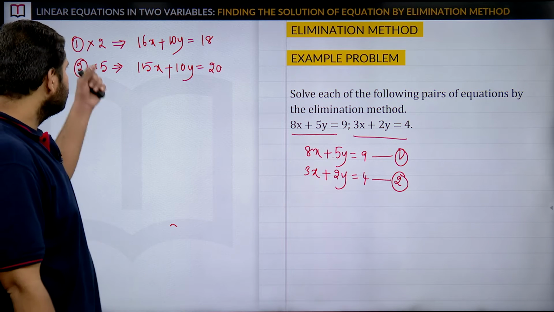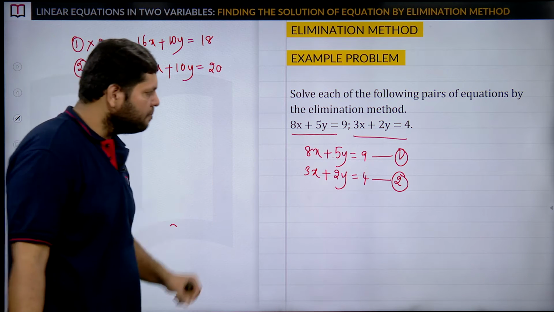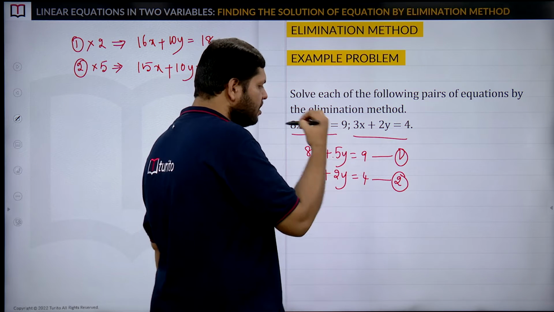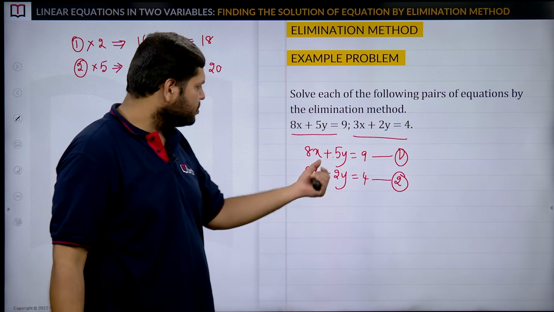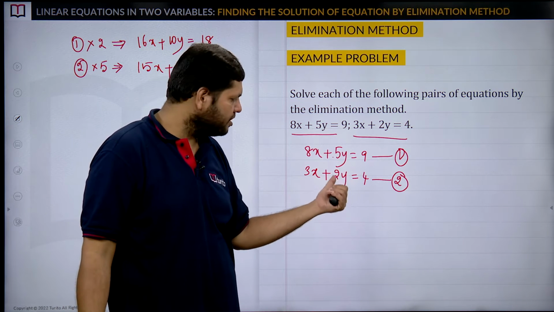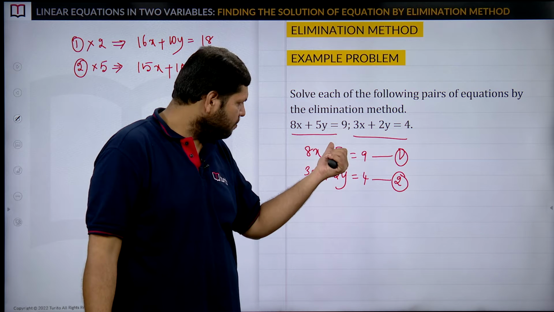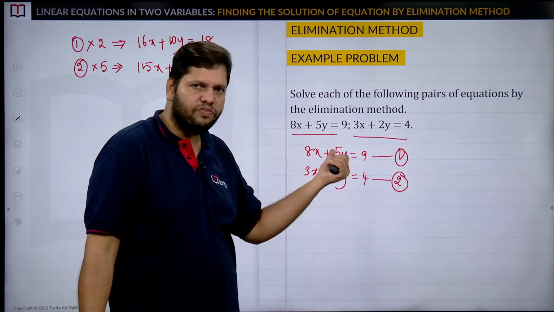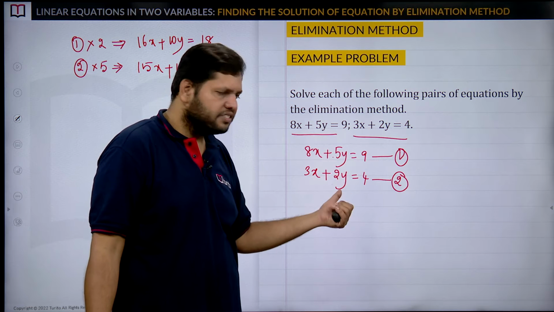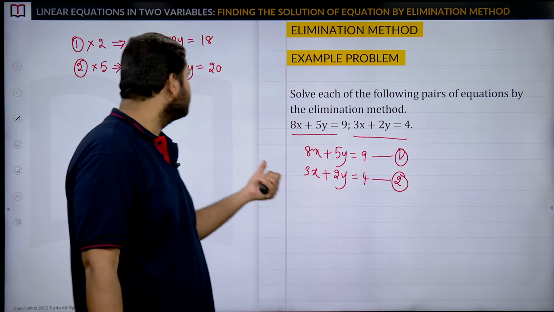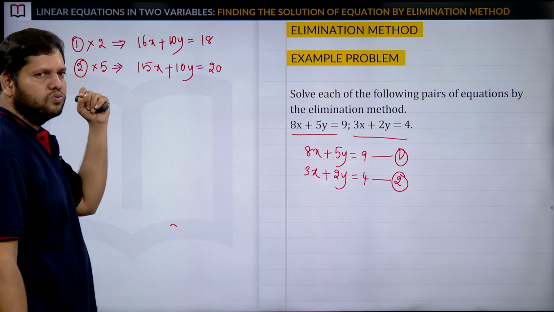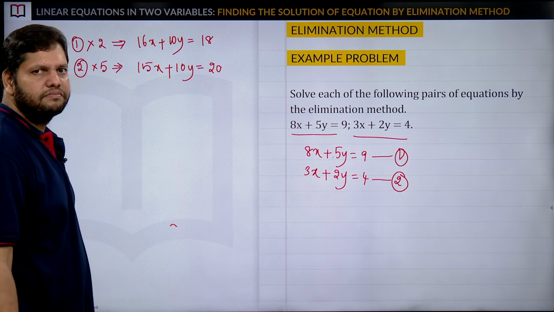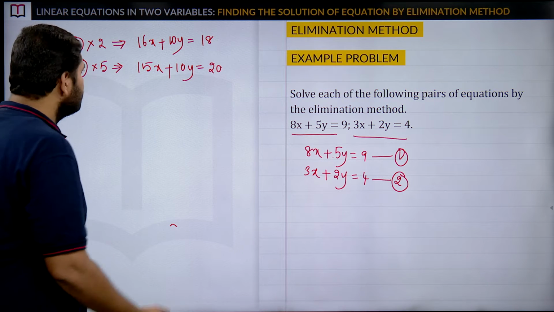So very simple, children, just multiply, because I am equating the coefficient of the y variable. Here the coefficient is 5, here the coefficient is 2. I want to make these 5 and 2 both the same. So for that I am multiplying the first equation by 2 and the second equation by 5. See this: first equation 2, second equation 5. Then, children, do the subtraction now.